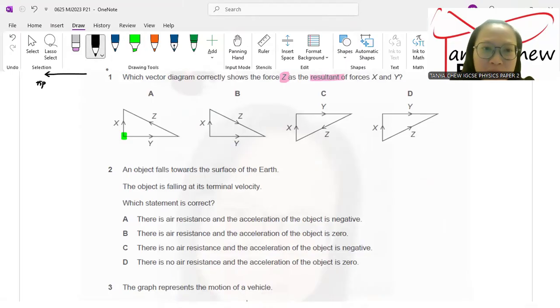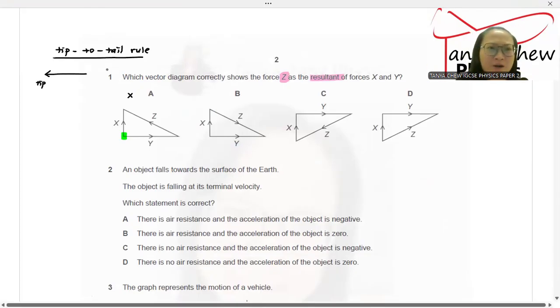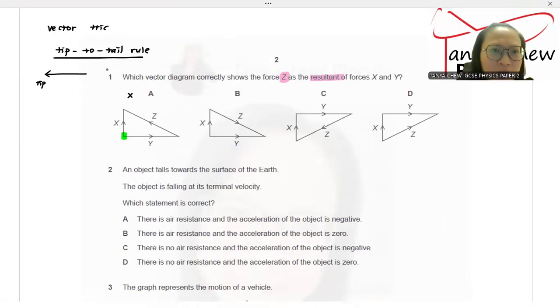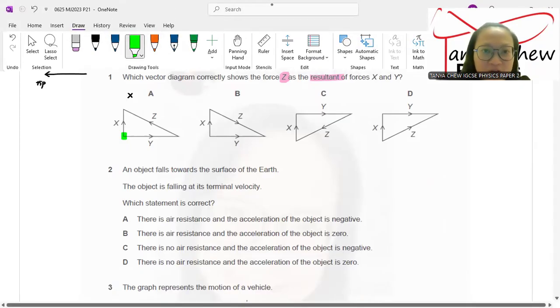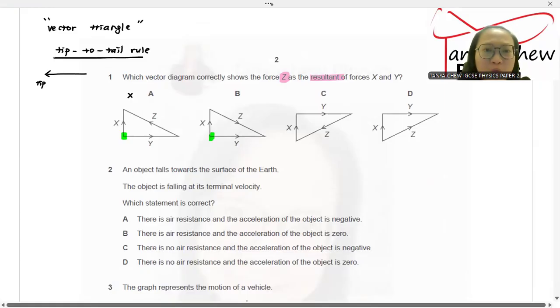So A cannot be the answer because this is a vector triangle. Right, I better write it down. This is a vector triangle. For a vector triangle, you have to follow the only rule, which is called the tip to tail rule. That means the tip of X must be combined with the tail of Y, or vice versa. Now look at B. I'm going to use a highlighter so that you can see. Could you see the tail of X is being combined with the tail of Y? B cannot be your answer.